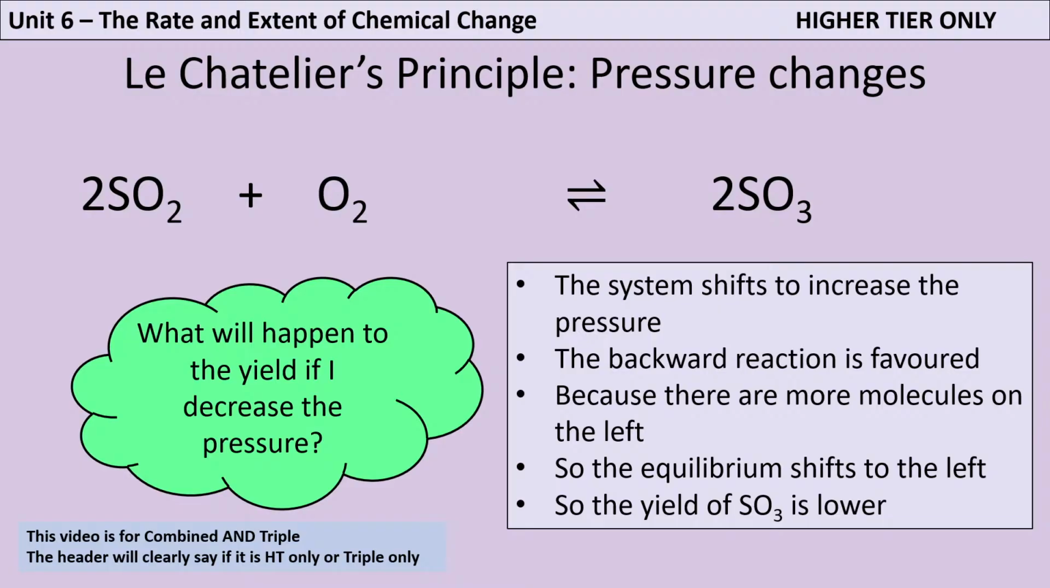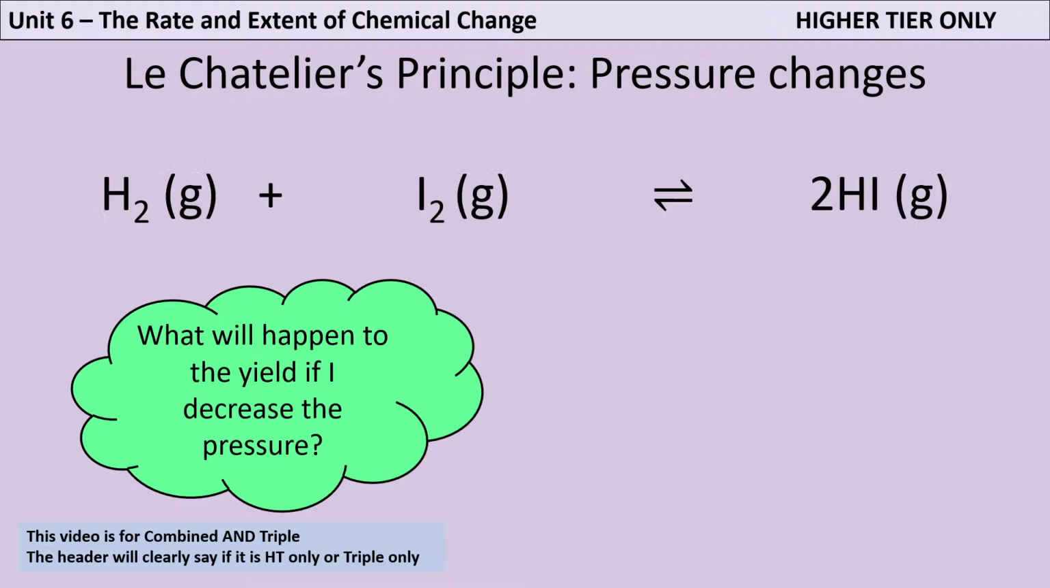Because there are more molecules on the left, I counted them, so the equilibrium shifts to the left, so the yield, in other words, how much I make of sulfur trioxide is lower.